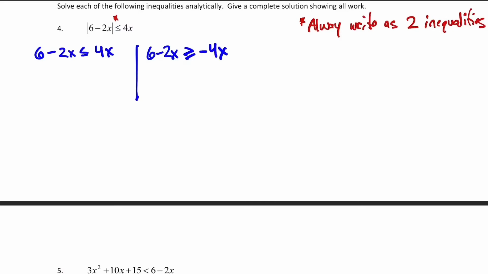Okay, so now what I need to do is solve each one. I'm going to add 2x to both sides. That gives me 6 is less than or equal to 6x. Divide both sides by 6. 1 is less than or equal to x. I'm not a big fan of having the x on the right side of an inequality, so I'm going to flip it around.